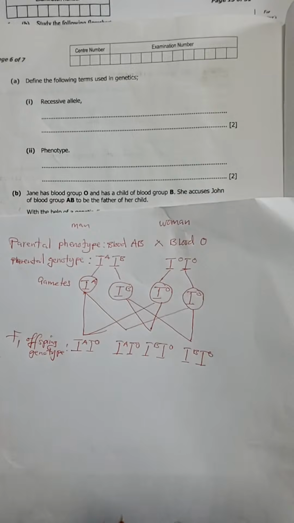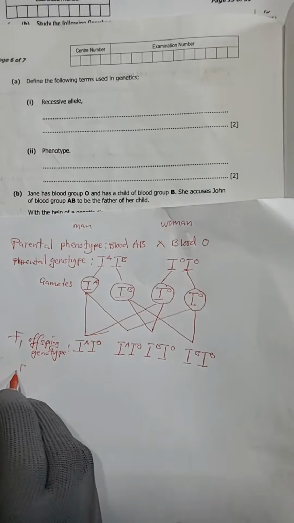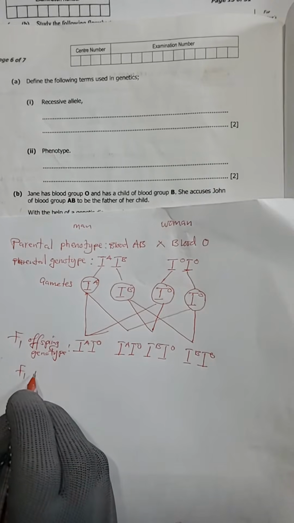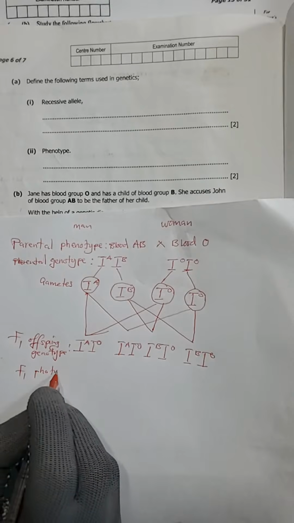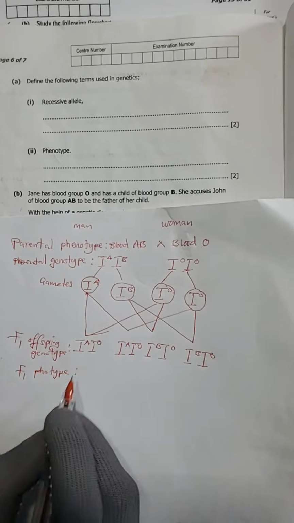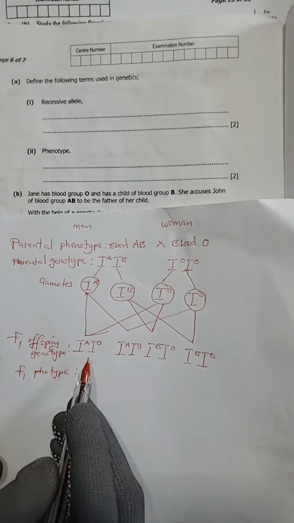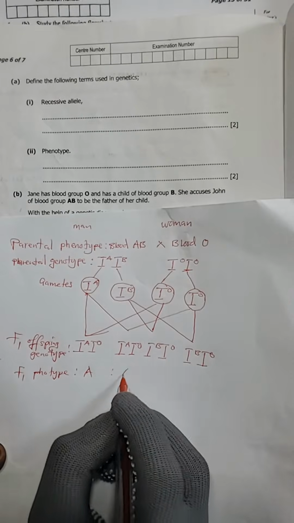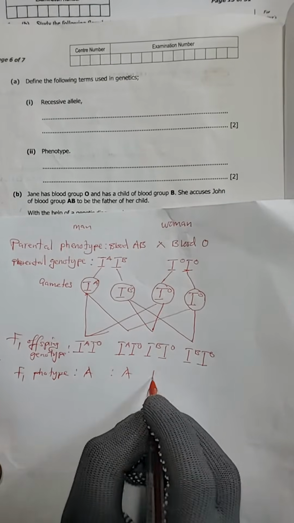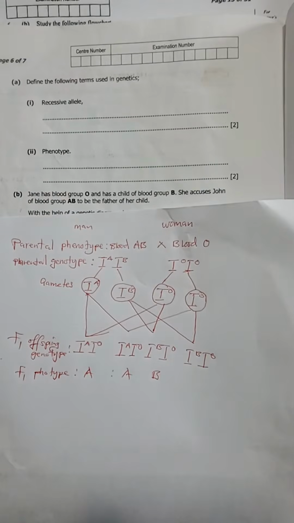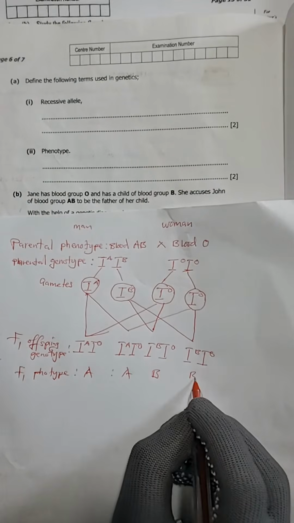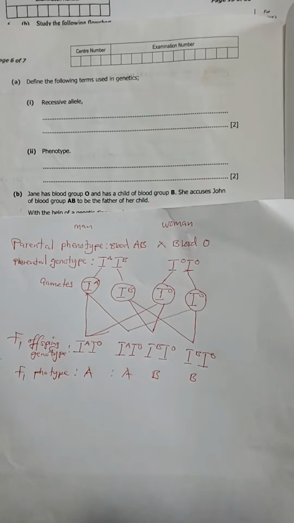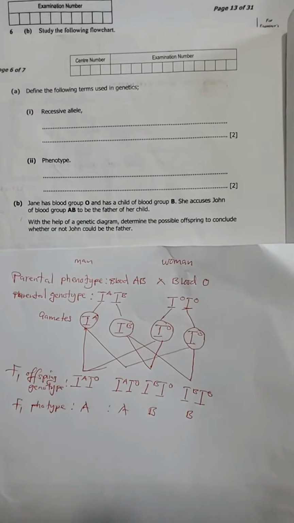Now, what is the phenotype? What is the interpretation of this? F1 phenotype. A person with AO is blood group A. A person with AO, even here, is blood group A. BO is B, then BO even here is B. Remember the question, let's go to the question.